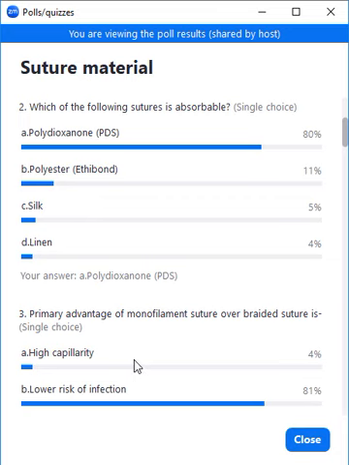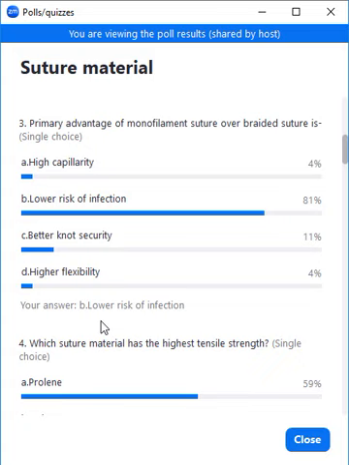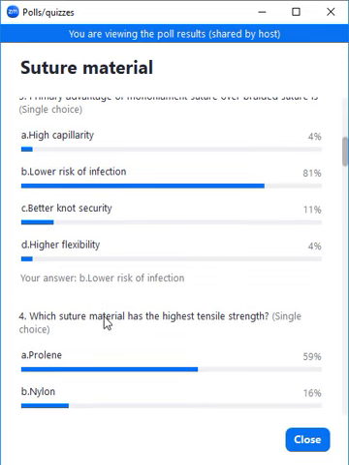Question 3. The primary advantage of monofilament suture over braided suture is: Option A, high capillarity. Option B, lower risk of infection. Option C, better knot security. Option D, higher flexibility. Here, the primary advantage of monofilament over multifilament is lower risk of infection. That is option B. 81% students gave the correct answer.